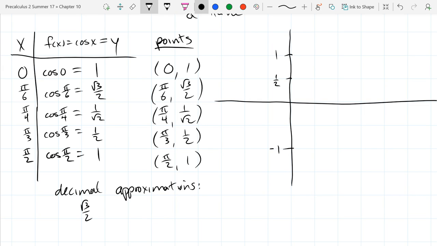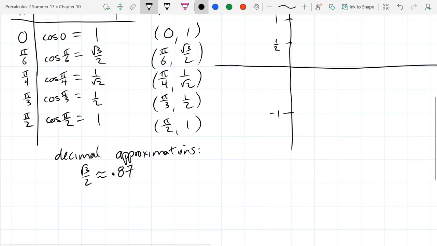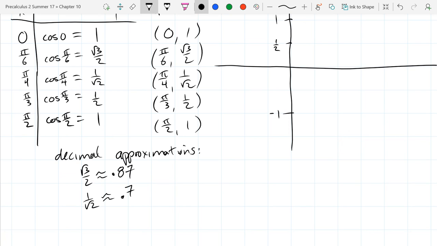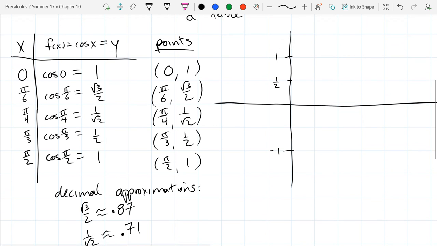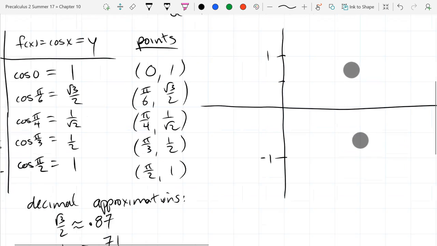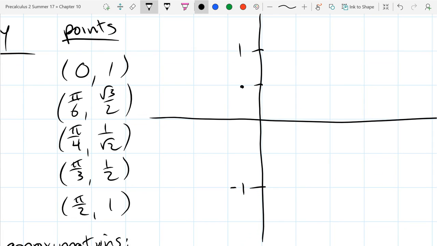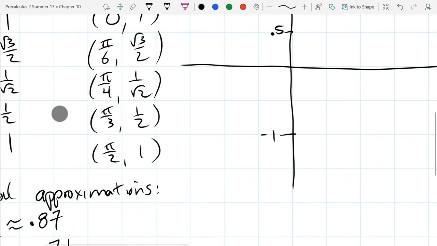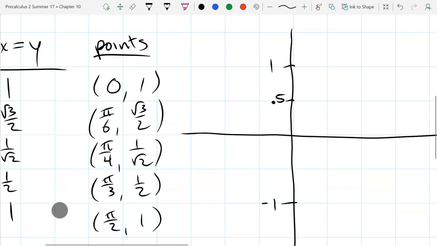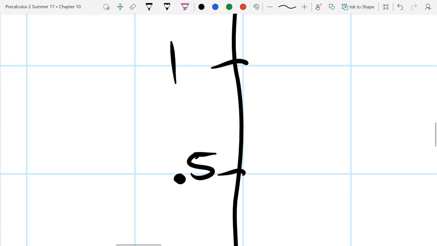We'll start with square root 3 over 2, which is approximately 0.87. And the other, 1 over square root 2, I think, is 0.71. Now, I don't necessarily like writing in decimals, but it'll let me space things out pretty nicely. So there's 1 half, also known as 0.5. So 0.87 and 0.71. I'm going to do my best to label those.